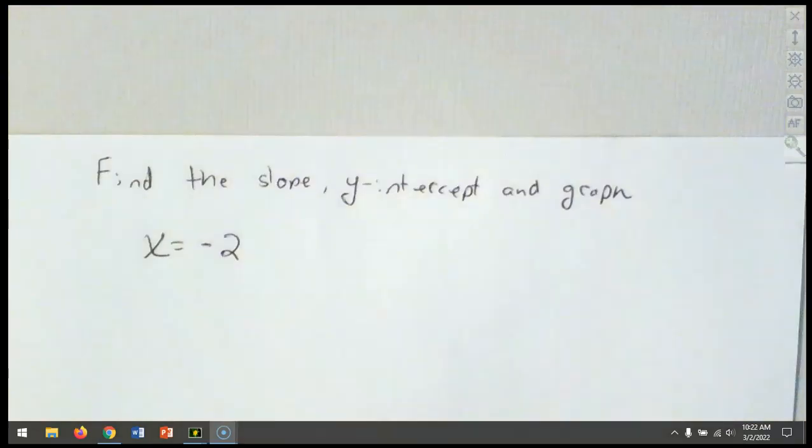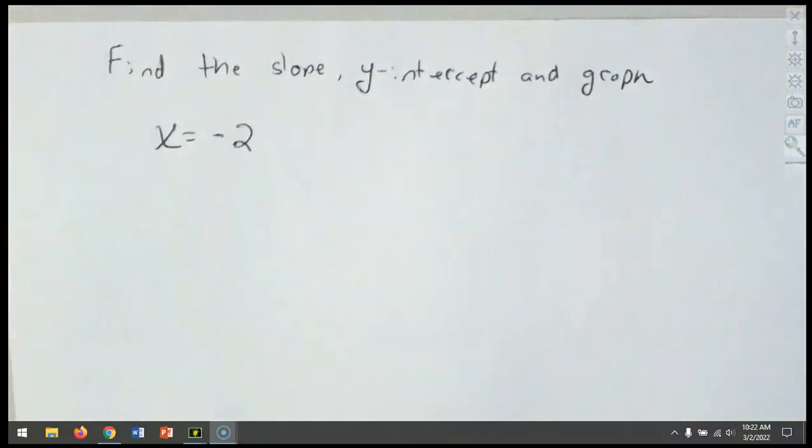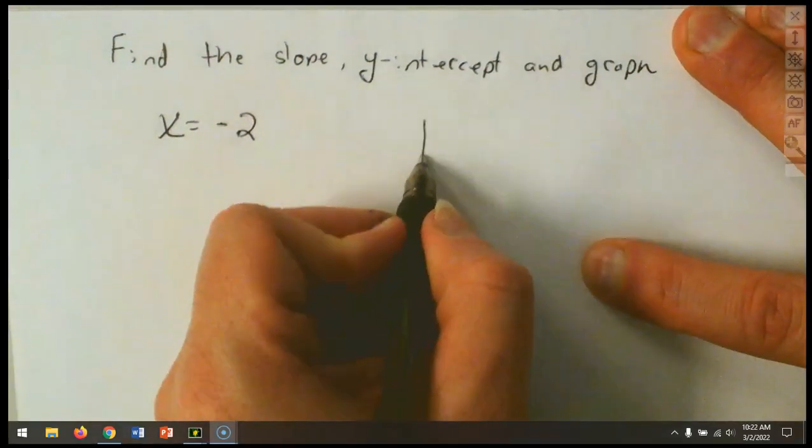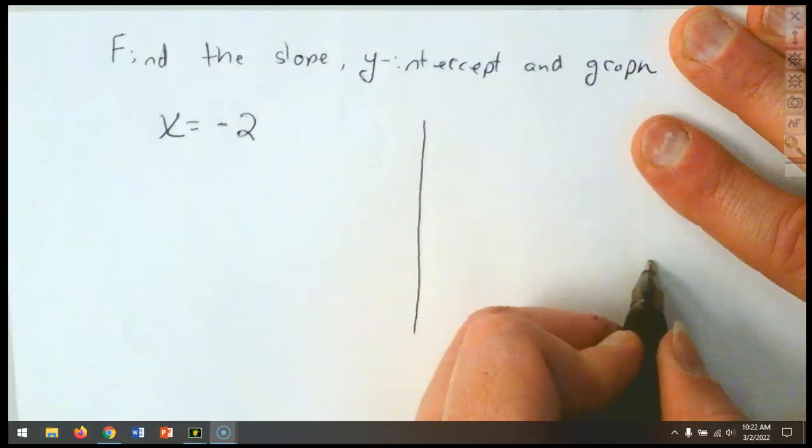Okay, so again, when I look at this, I see there's only one variable. If it's got one variable, then it's either a horizontal line or a vertical line. It's not going to be diagonal. If you have an x and a y both, it's diagonal. So this one only has the x part. And so the way I work this one out is graphically. That way I can see what I'm doing.